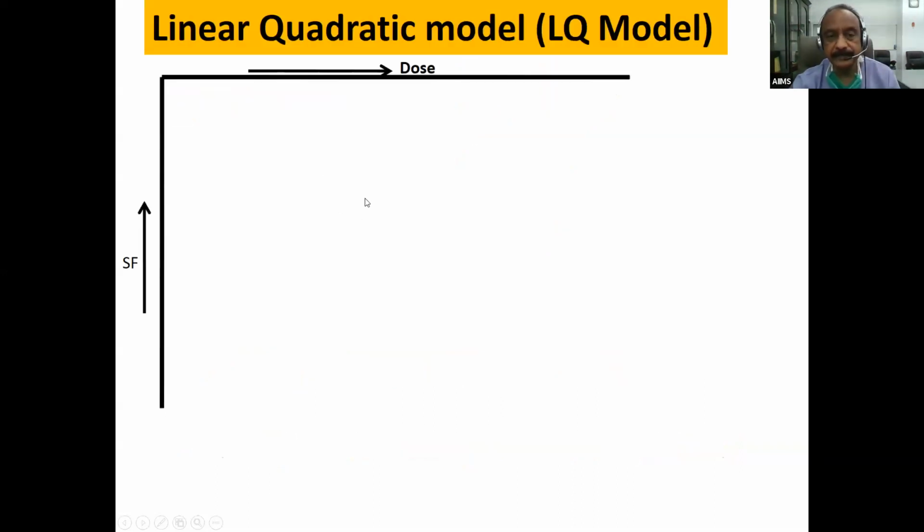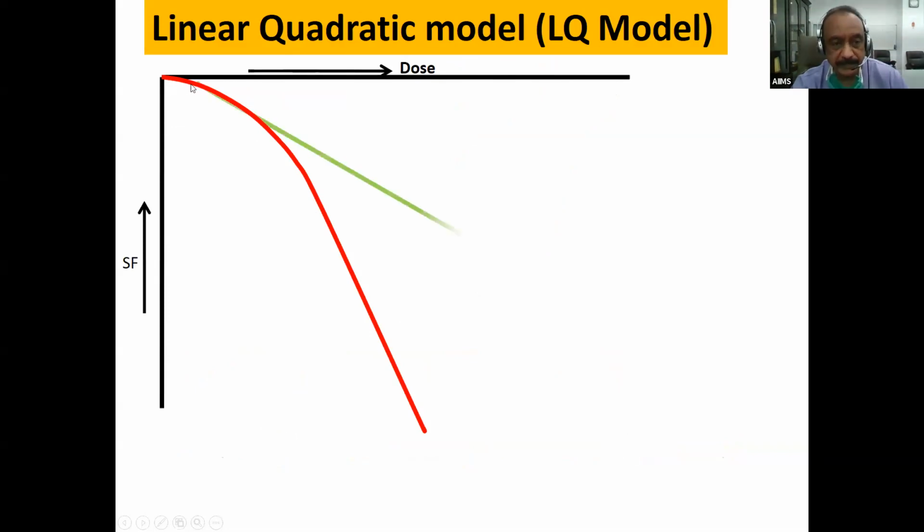Another question is, what is alpha beta ratio, which we use daily in our day-to-day practice? Again, try to understand, focus on the screen. This is the typical shape of the cell survival curve. If you draw a tangent through the initial curvy portion of the cell survival curve, then it will divide the graph into two portions. The upper portion will represent the cell kill because of alpha or because of linear hit. The lower portion will represent the cell kill because of beta.